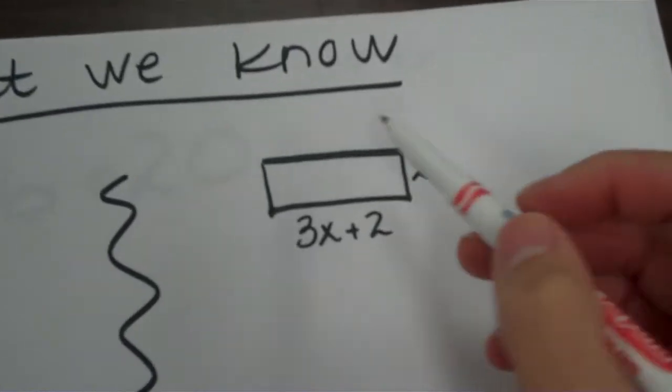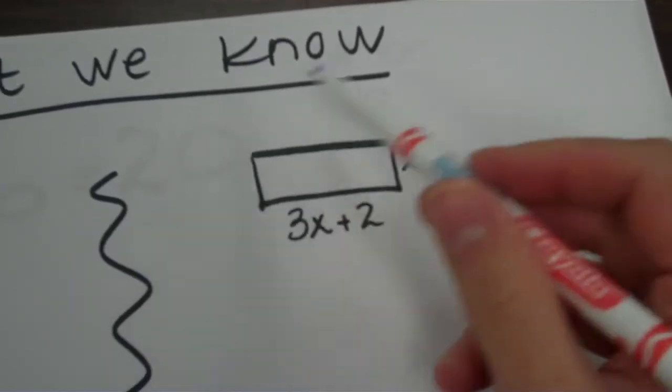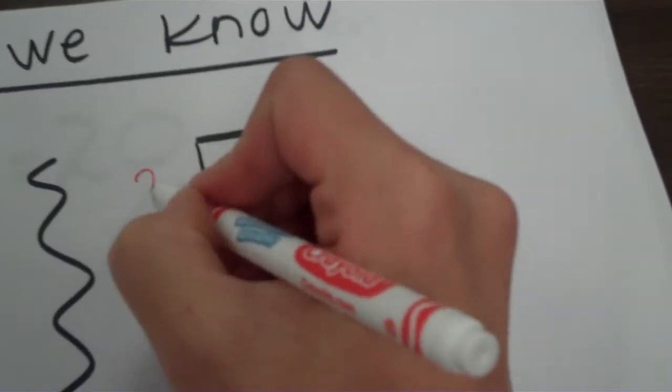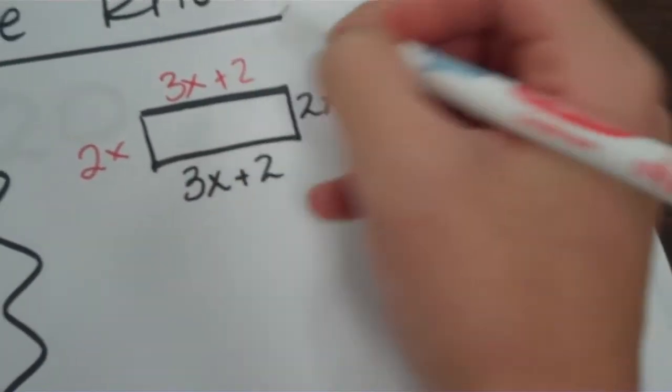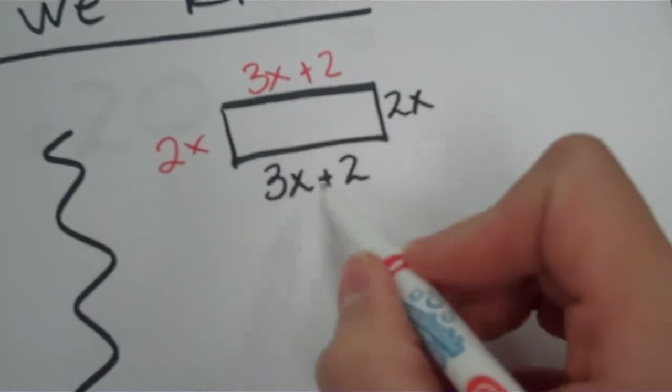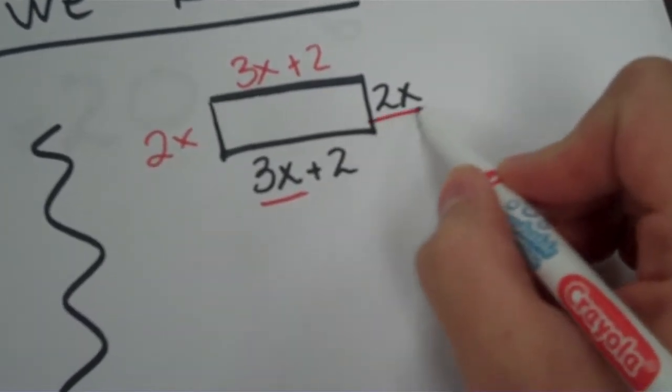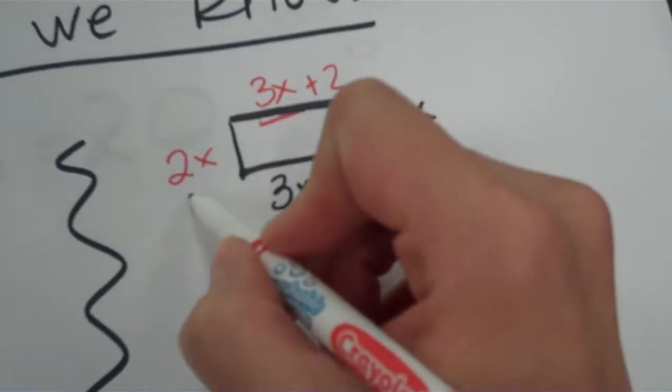Here's another thing that we know. Remember when we've done perimeter and we had to combine like terms? So this would be 2x, and that would be 3x plus 2. But don't you remember that you can only combine what looks alike? Here I can only add up the x's first, right? That's something that we've done before.